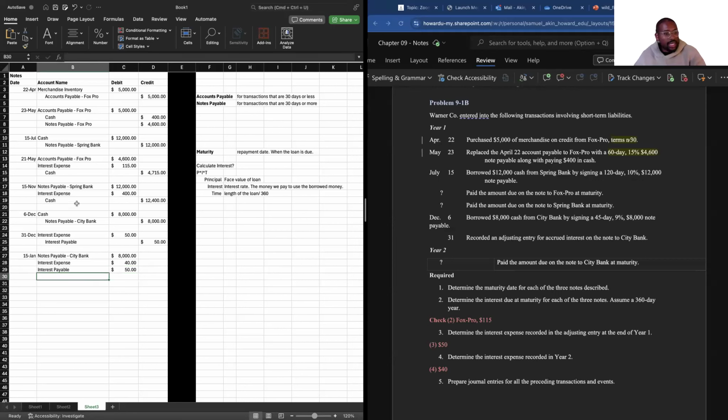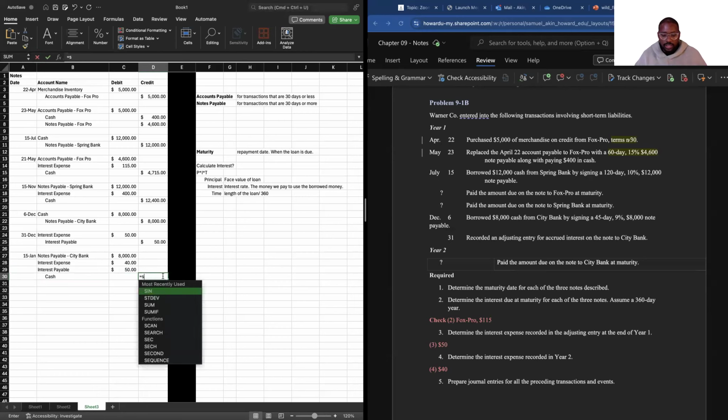So our cash then is going to be the sum of all three of those. So it's going to be $8,090. And that is how you record journal entries. That is how you record journal entries for short-term payables. Okay. All right, guys. Any questions?